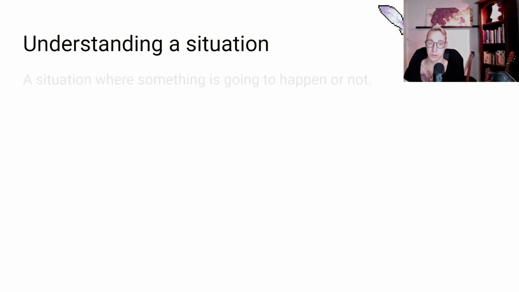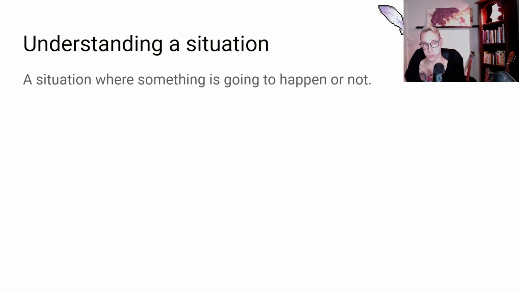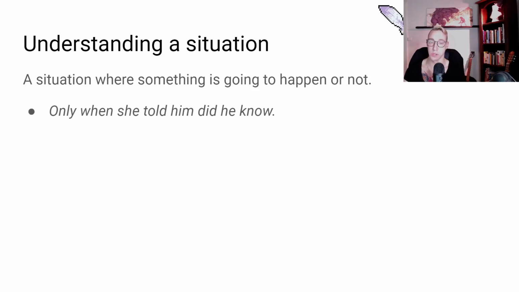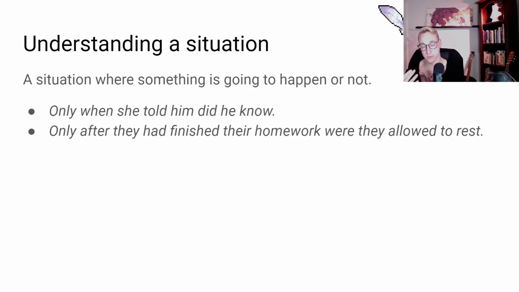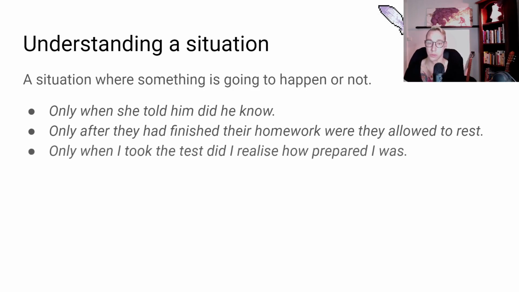Thirdly, covering understanding a situation. Here you want to express whether or not something will happen. And let's look at a few examples here. Only when she told him did he know. So in this case, it was uncertain whether or not he would understand something, and it only happened when she told him. Here we have only after they had finished their homework were they allowed to rest. So given the fact that they had finished the homework, they were allowed to rest, but only after. And then thirdly, only when I took the test did I realize how prepared I was.